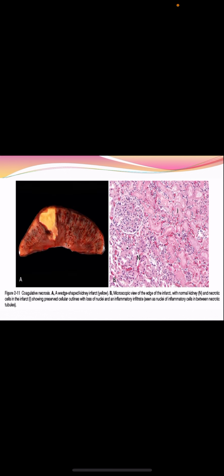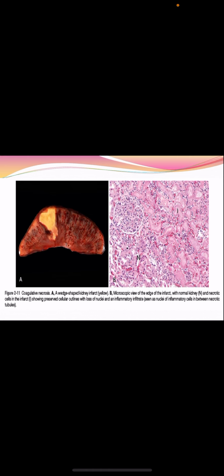Here is a photograph of a kidney. You can see coagulative necrosis. This is a gross image of the kidney. You can see localized coagulative necrosis, which is also known as an infarct. It is due to occlusion of blood supply for a longer duration.